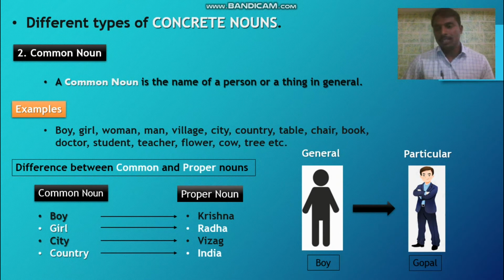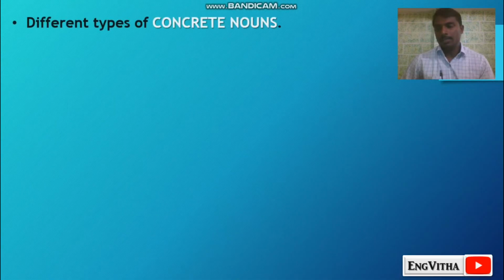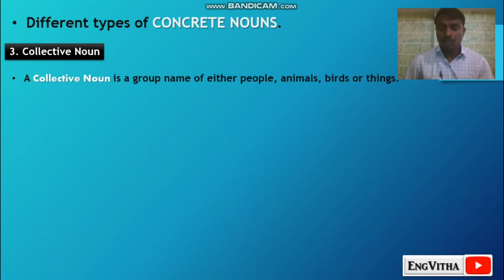Let us go for the third type in concrete nouns. The third type is collective noun. Let us define what a collective noun is here. A collective noun is a group name of either people, animals, birds, or things. If we see a few examples of collective nouns, we will easily get what a collective noun is.